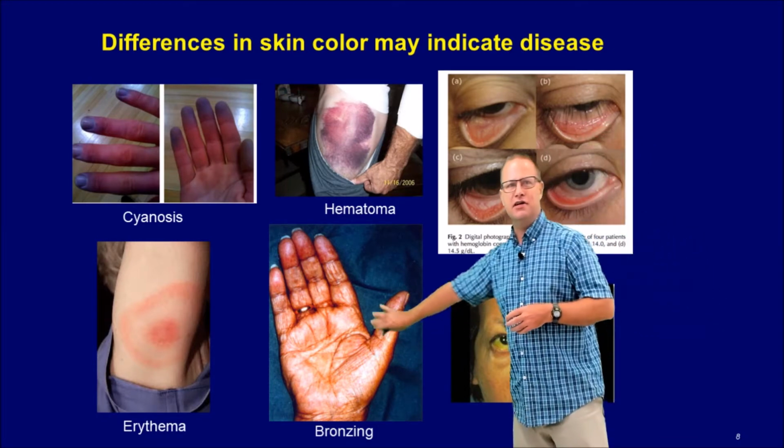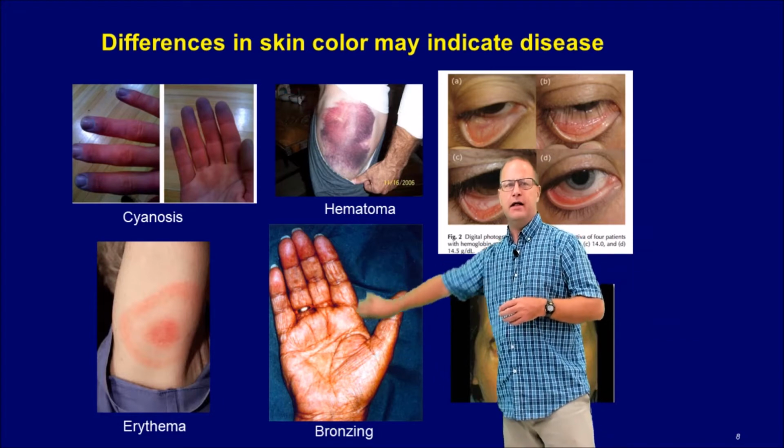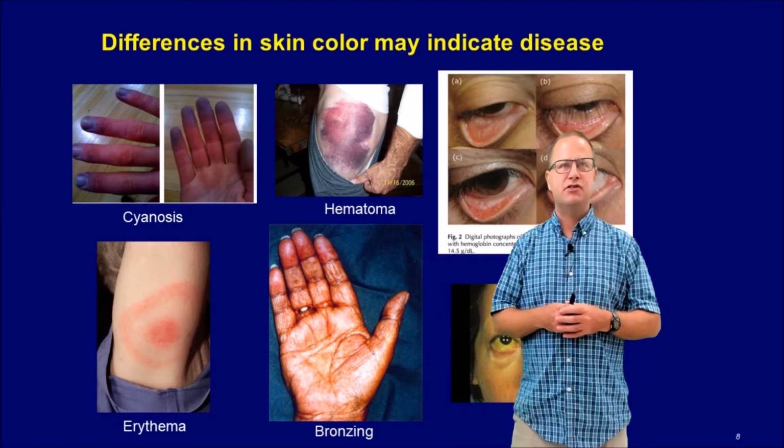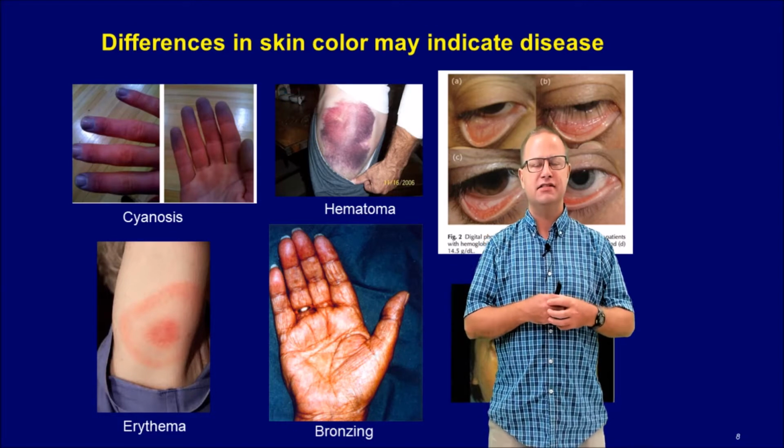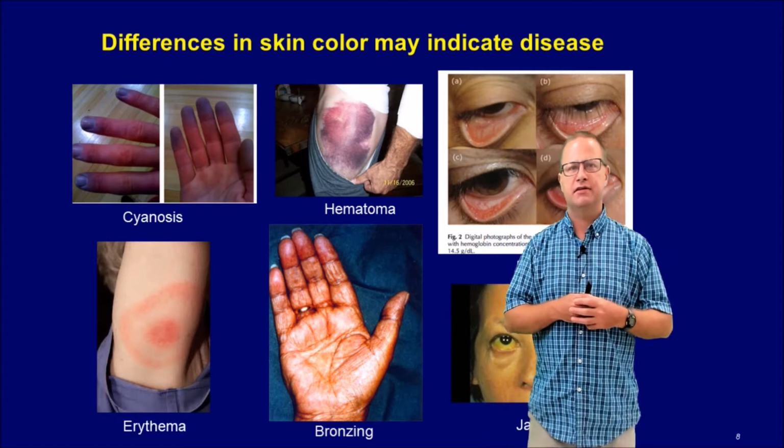Other skin coloration issues. This would be weird, right? This bronzing right here is actually indicative of a certain endocrine system disorder called Addison's disease. And we might talk about that towards the end of the semester.